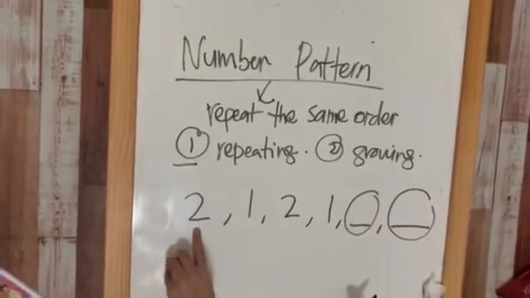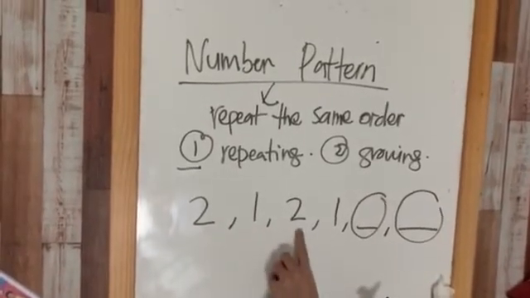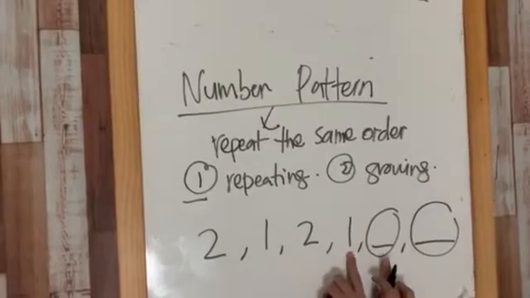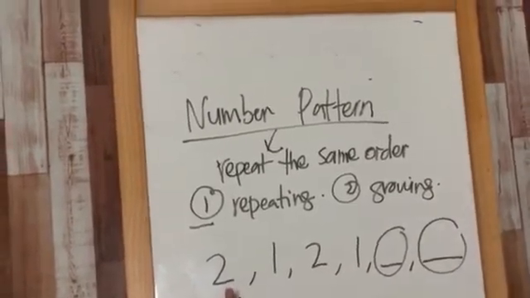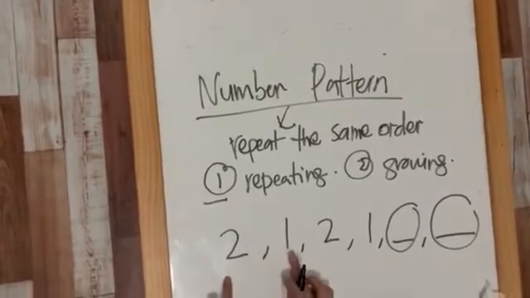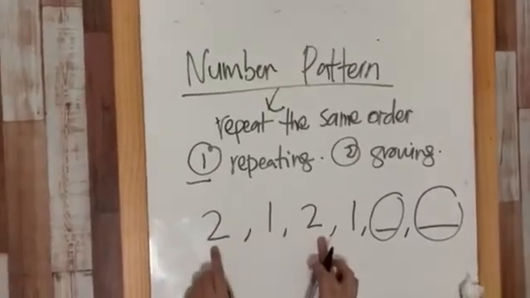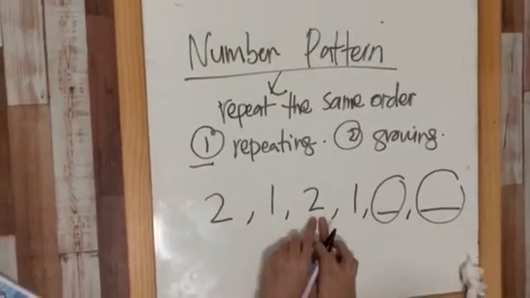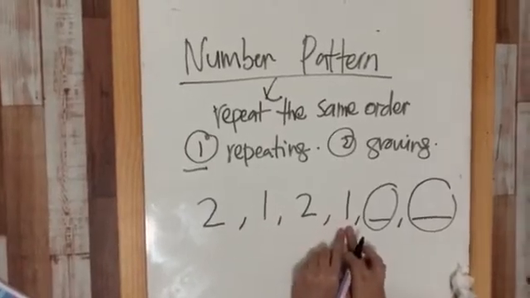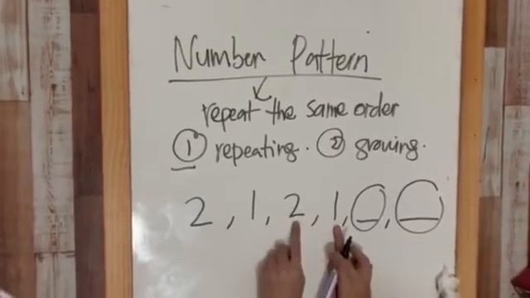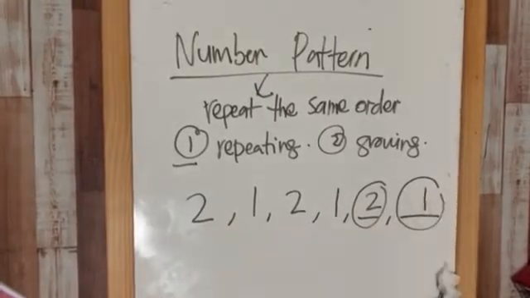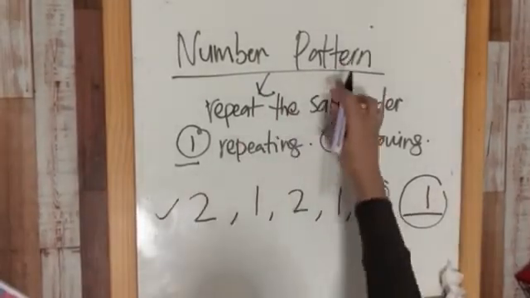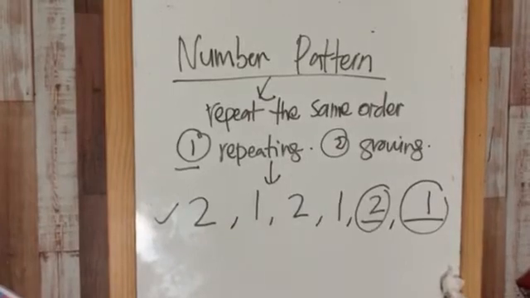This is over here: 2, 1, 2, 1, and the pattern will be repeating. After 2 is 1, right? So after number 1, it repeats the same number, which is 2. After number 2, it repeats the same number, 1. So after 1 comes 2, and after 2 it will be 1. This is what we call a repeating number pattern.